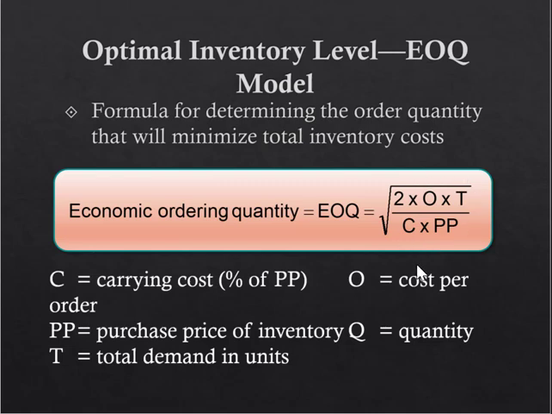You don't need to worry about how they came up with it, but you do need to know how to calculate it. And so again, if you're going to calculate this, utilize your mathematical order of operations. So you're going to do this and this first. You're going to solve for this equation and then take the square root of it. That's going to give you your economic order quantity, and it's going to tell you how many units you should order each time you order them.